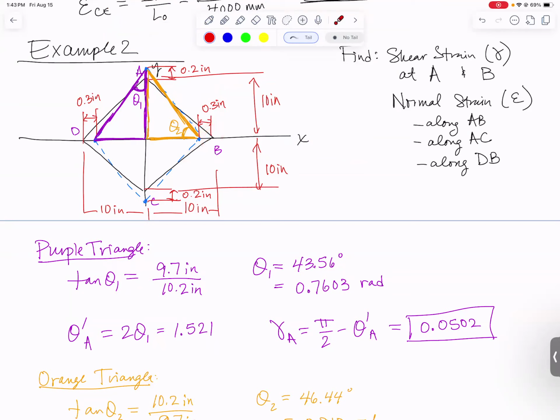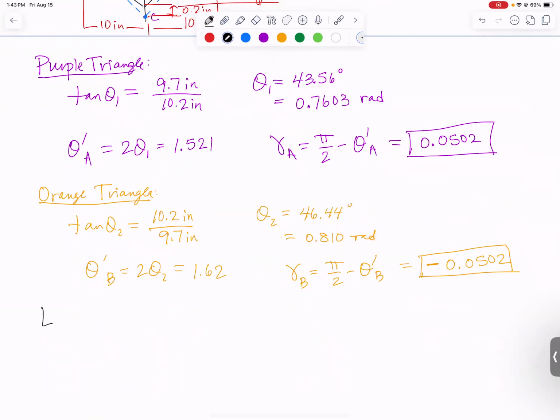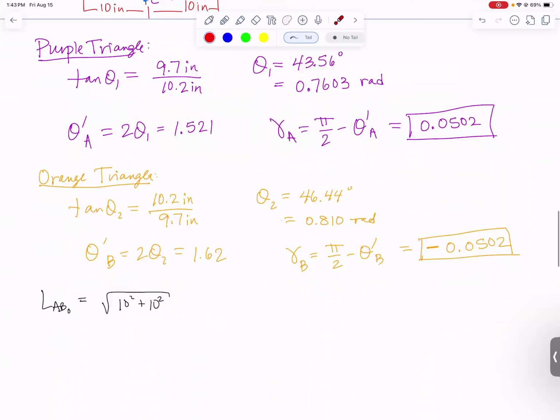Now let's go do normal strain. So along AB, what I need to do is find the original length and the final length so that I can find the change of length. So for normal strain, we need the original length of AB. Use a 0 for that. Well, that's going to be square root of 10 squared plus 10 squared. It's using that triangle. This side was 10 inches, this side was 10 inches, so that hypotenuse will be square root of 10 squared plus 10 squared. That comes out to be 14.142 inches.